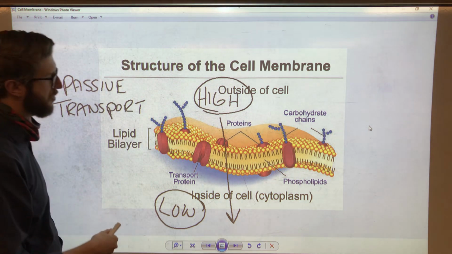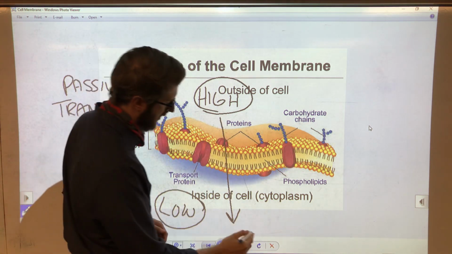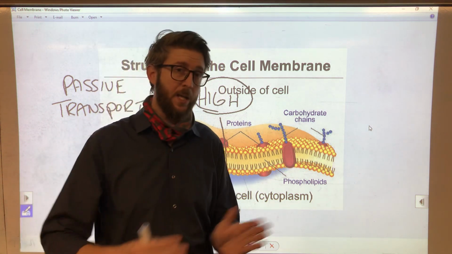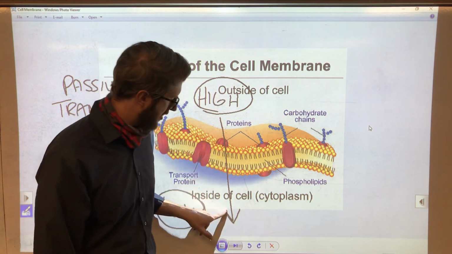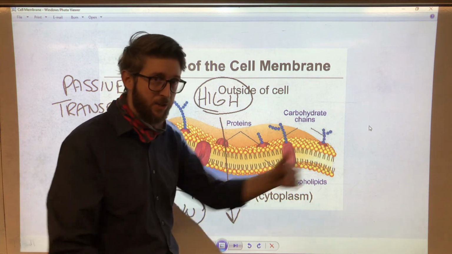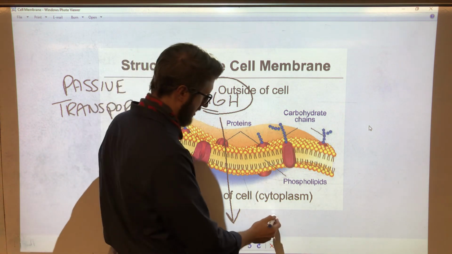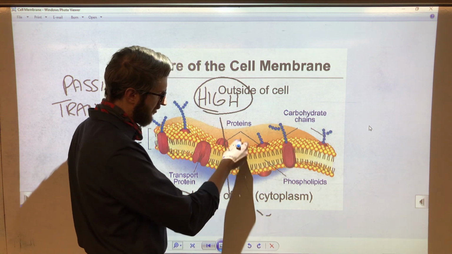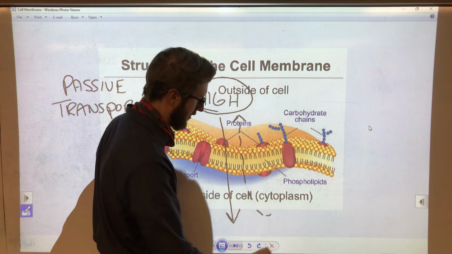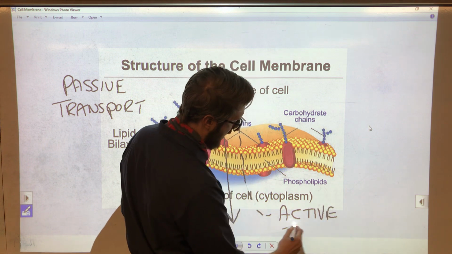But let's say that you want to move something in the opposite direction, okay? Let's say you need to go from low to high. Well, it's the same thing as if you want to go against the river. If the river's flowing this way, but you want to go this way, you have to put out a lot of effort to fight the current that's pushing against you. And that requires energy. So if you want to move things against the concentration gradient, then that's going to require energy, and that's called active transport.